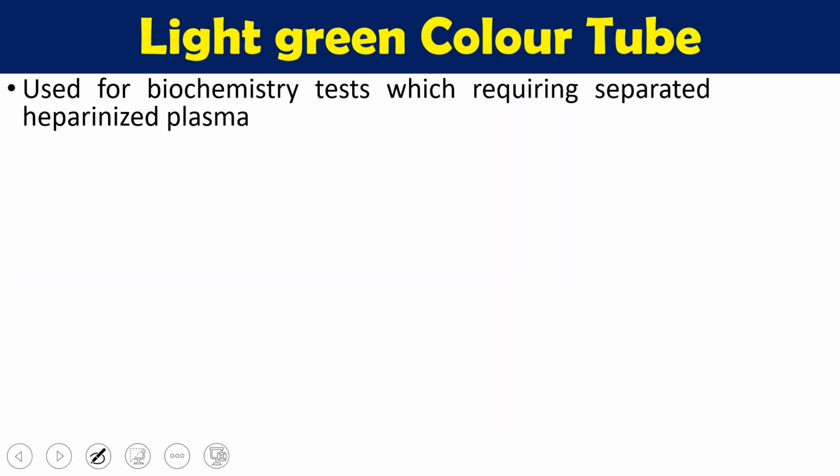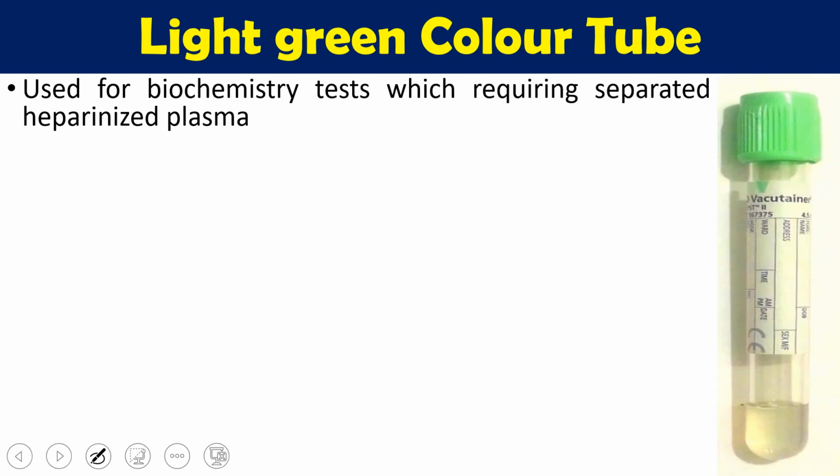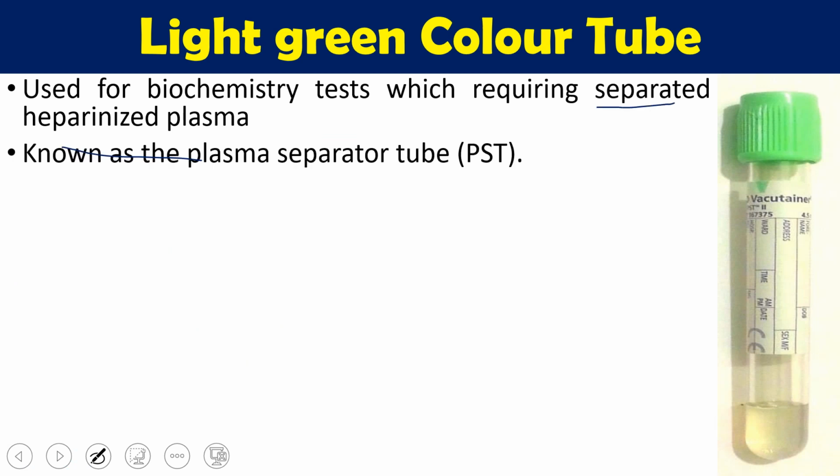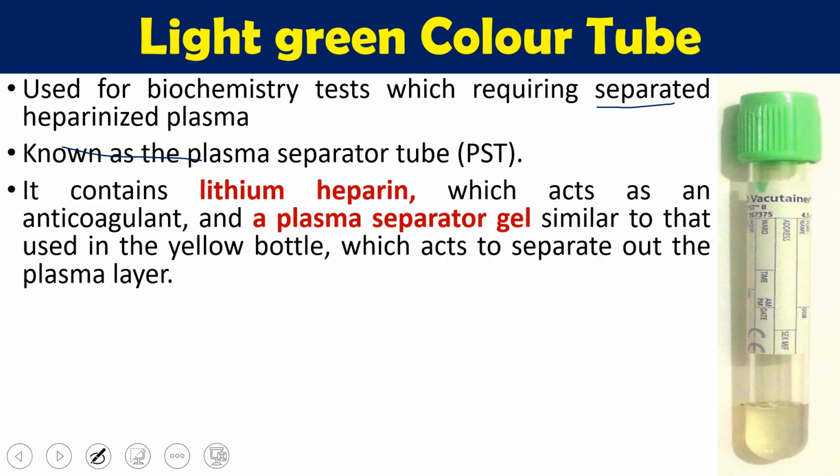Here it is light green color tubes. This is used for those biochemical tests which require separated heparinized plasma. It is known as plasma separation tubes, separator tubes. This contains lithium heparin which acts as an anticoagulant, and along with lithium heparin it also contains a plasma separating gel, which you can see here. So it has a gel plus heparin.